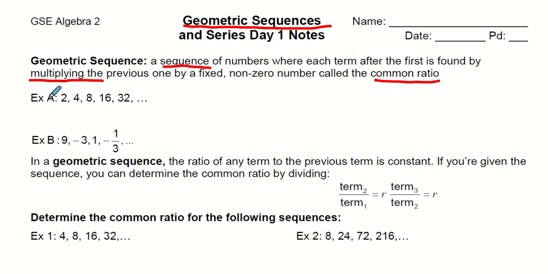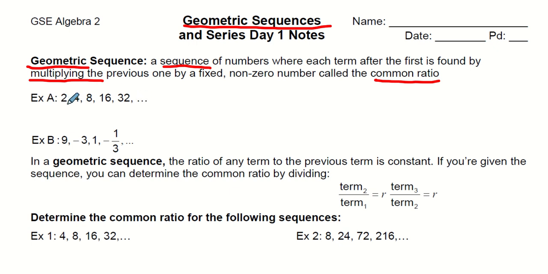If you look at example A, we have 2, 4, 8, 16, 32. Now this is a geometric sequence. There are other types of sequences. For instance, the sequence 1, 3, 5, 7, 9, and so on is called an arithmetic sequence because we're just adding the same number each time. But we won't be talking about that. We're going to be talking about geometric sequences, which means we're multiplying by the same number each time.